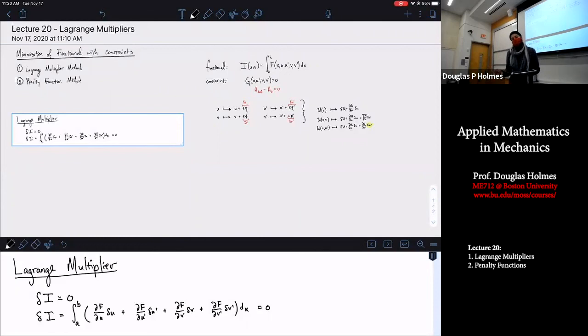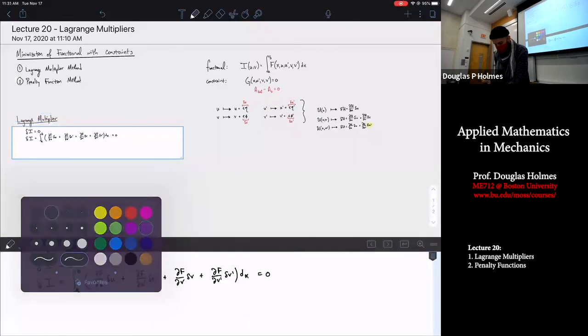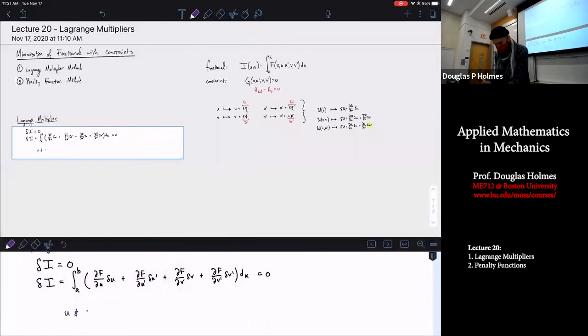Okay, so the idea here is that u and v need to satisfy the constraint. So let's write this down. U and v need to be chosen in such a way that when you insert them into G, G of U, U prime, V, and V prime equals zero.